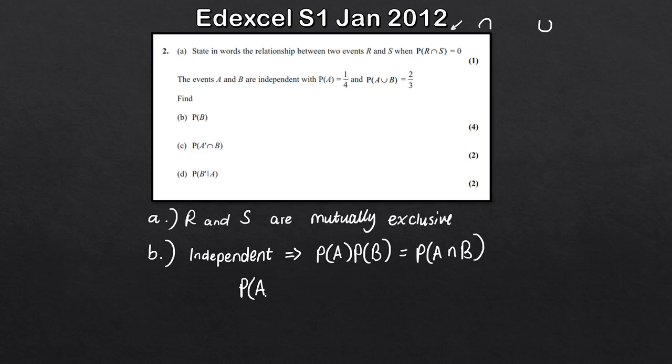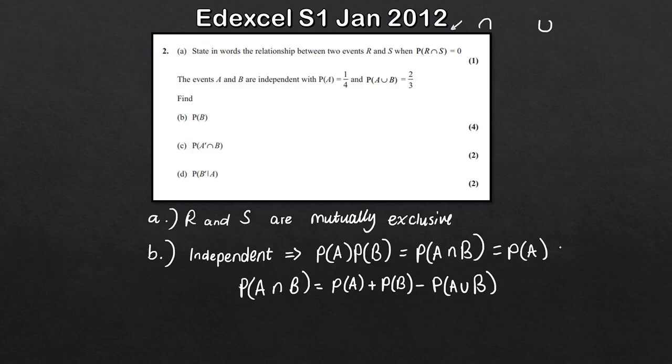And remember from your formula book, we can use this: the probability of A intersection B, so A and B as I call it, is equal to the probability of A plus the probability of B minus the probability of A union B. Okay, so we could rewrite this here. So the probability of A times the probability of B is equal then to replacing this probability here of A intersection B with this part. So we can write that as probability of A plus probability of B minus the union, so A union B.